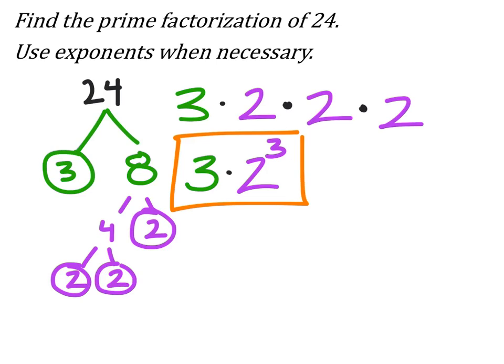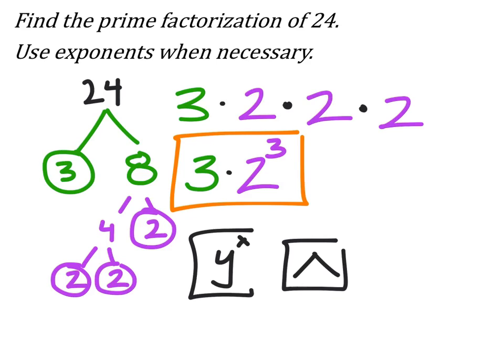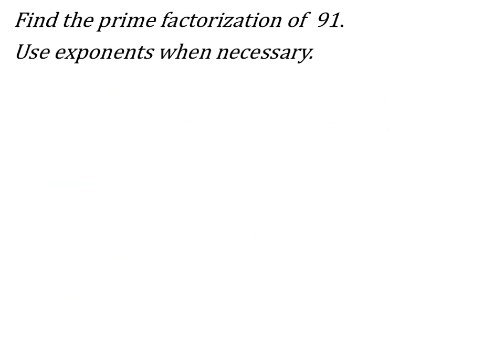Now I would check. I would go to my calculator and type that in. 3 times 2, and for my calculator, on the Casios, I think it's a y to the power of x button. It looks kind of like this. On the TIs, you're looking for this button, right there. So I can see by putting that in my calculator that I get 24. Bam. All right, find the prime factorization of 91.